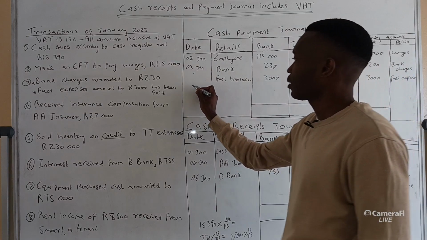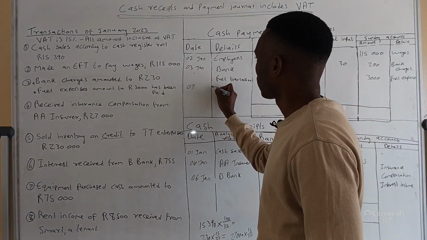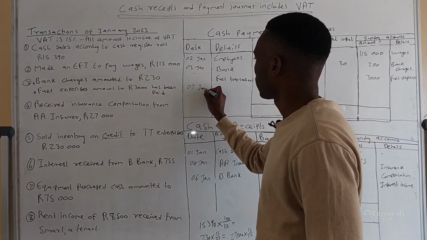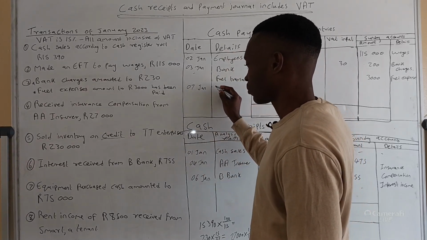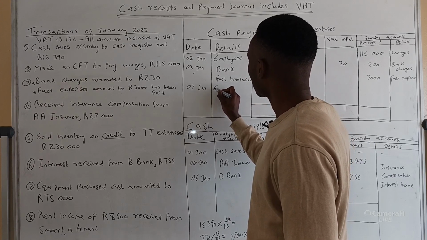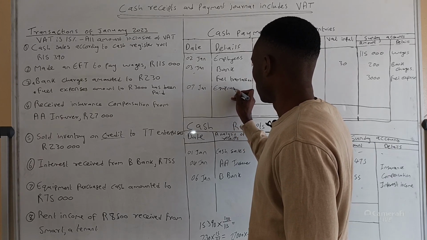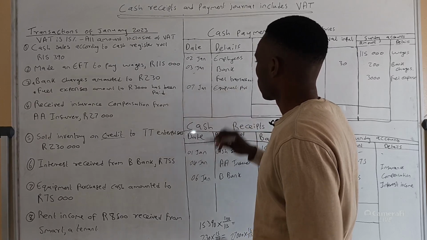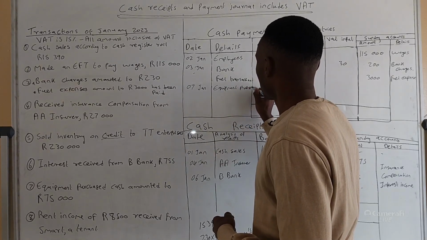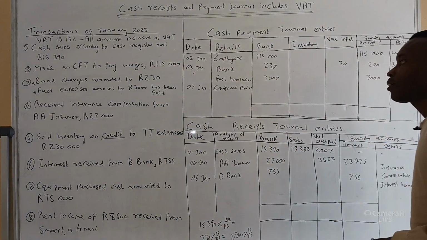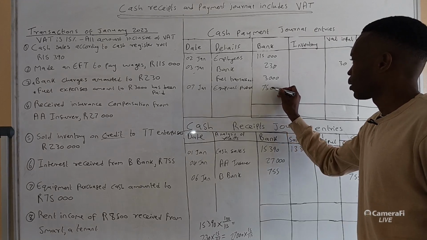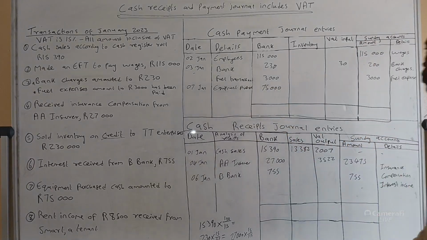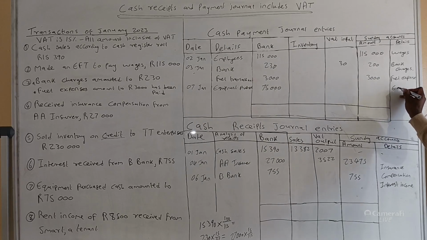Okay, then number 7, equipment purchase cash amounted to 75,000. Okay, on 7 January, equipment purchase. Yes, equipment purchase is going to be cash payment general, and this amounted to 75,000. Okay, we don't have a column, which means that we have to go to the sundry account and write equipment.